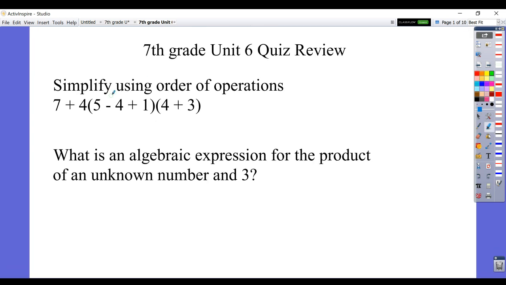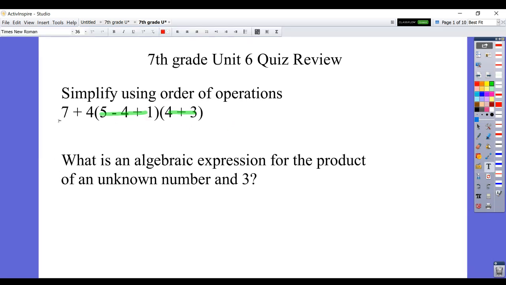So first of all, order of operations tells us to work with parentheses. And we see that we have something inside parentheses here and something inside parentheses here. So we're going to go ahead and do that. So our next line would be 7 plus 4, and then in the parentheses, 5 minus 4 is 1, and 1 plus 1 is 2. And then in the other parentheses, 4 plus 3 is 7.